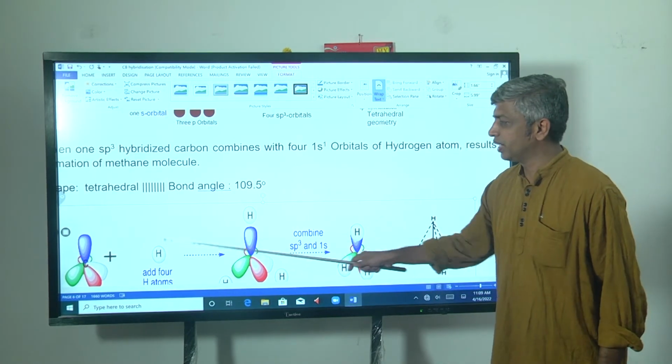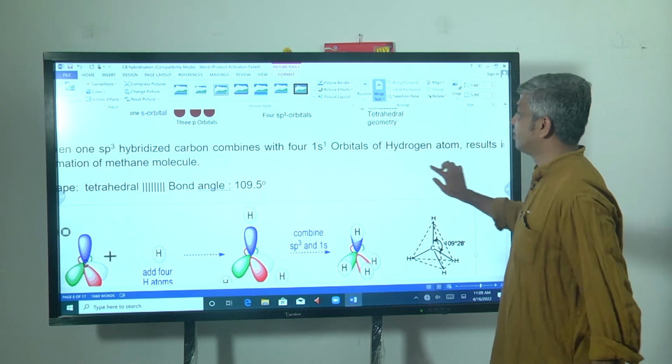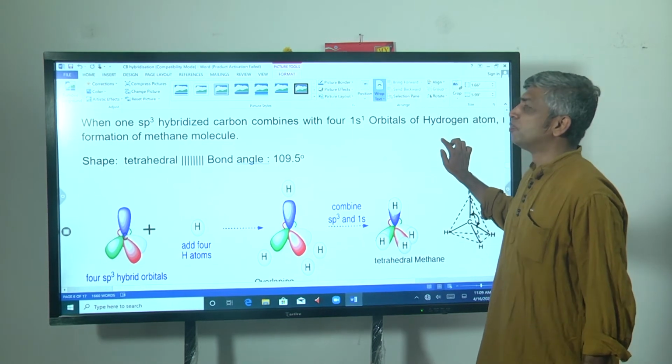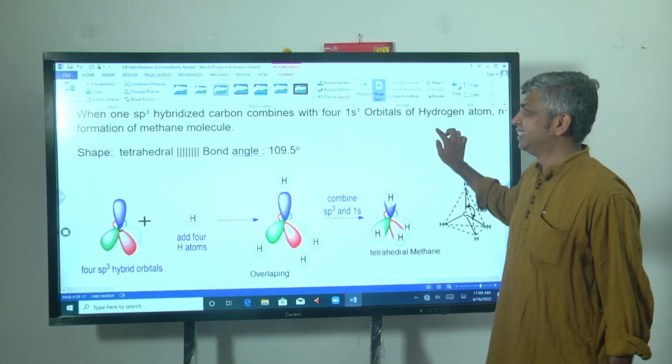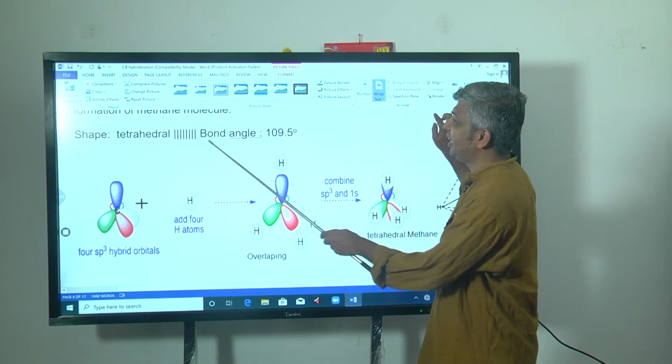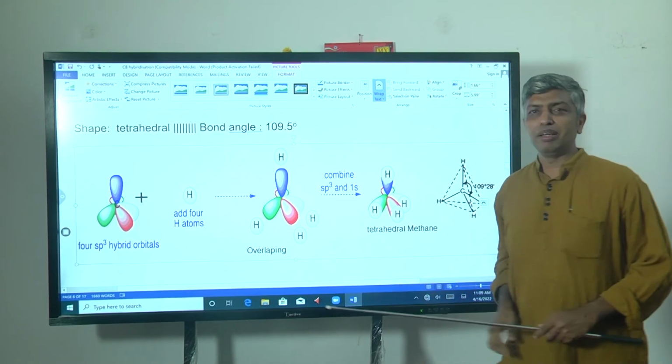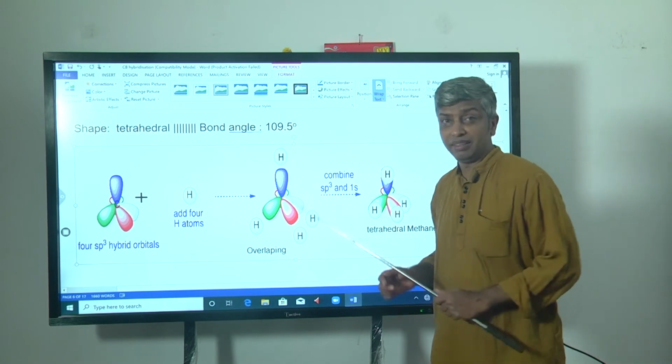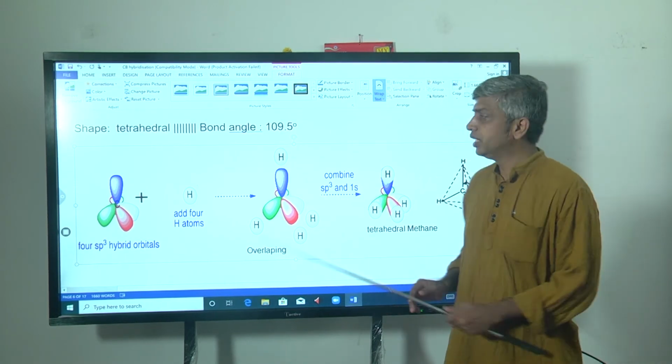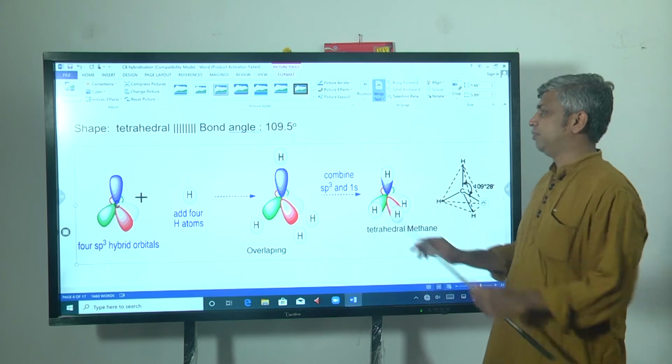That is 4 you are taking into consideration, and this results in the formation of a methane molecule. See here, the shape is tetrahedral and the bond angle is 109 degree 28 minutes, or 109.5 degree. So we are writing it as 109.5 degree.